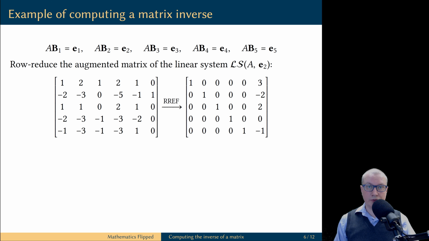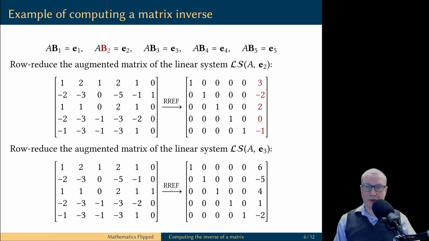From the reduced row echelon form, we see that this system also has a unique solution, and moreover, this solution is given by the last column of the reduced matrix. So the column vector B2 that we're looking for, which is the solution vector to this linear system, is equal to the last column of the reduced matrix.